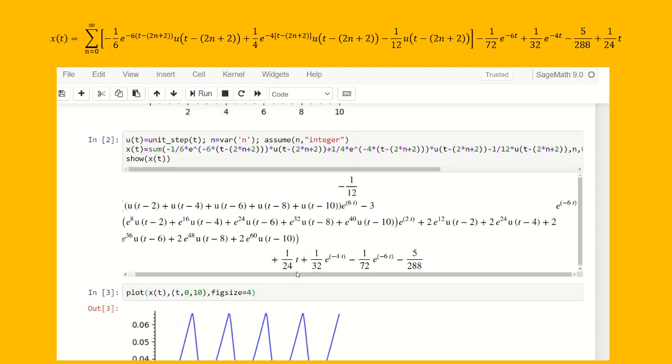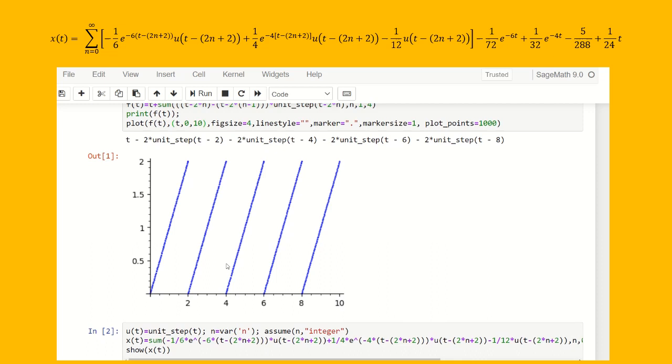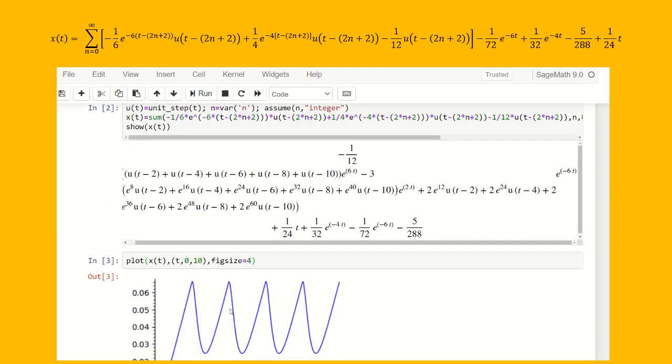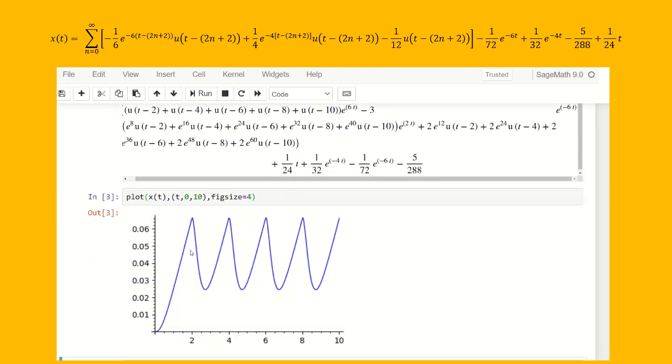One thing to notice is that the force went from 0 to 2 several times. But down here in the plot, the oscillations only went to about 0.07. So these oscillations are fairly small.